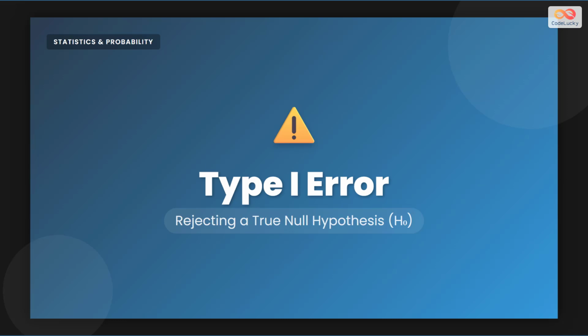Welcome to this lesson on Type 1 errors in statistics. In this video, we are going to explore what it means to reject a true null hypothesis, a concept often referred to as a false positive. We will break down the definition, visualize it, and look at some real-world examples.